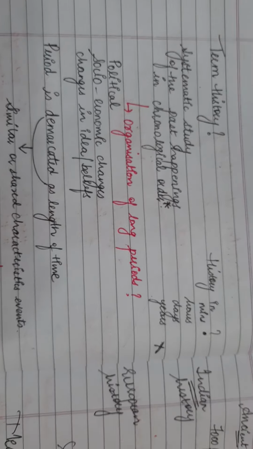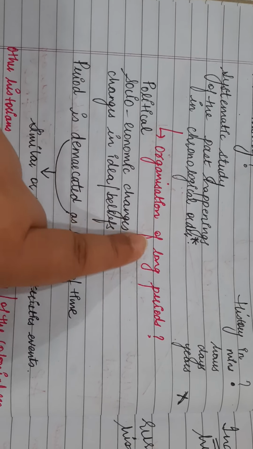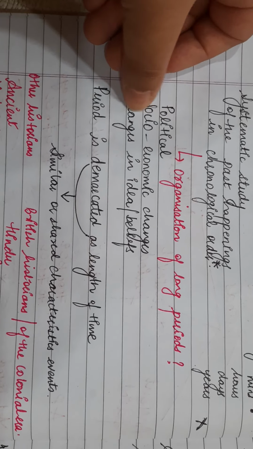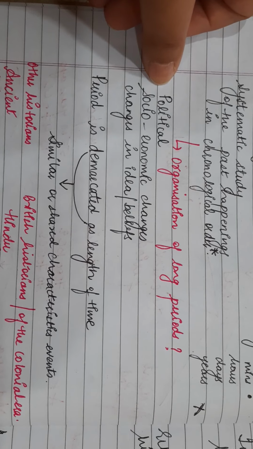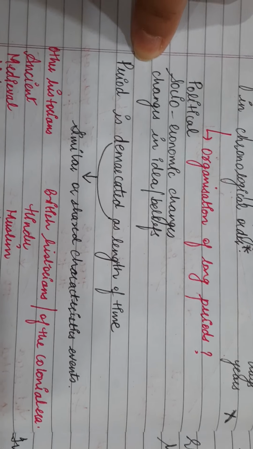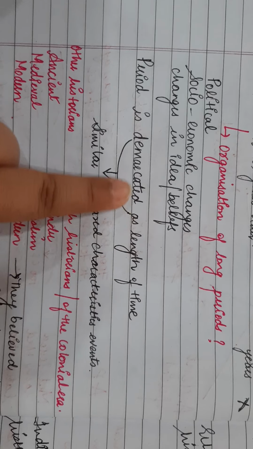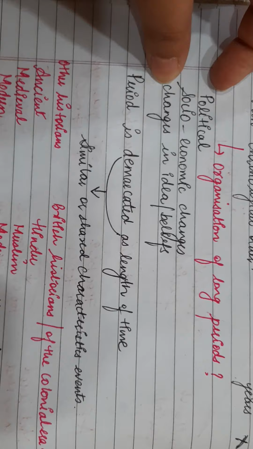Now the question arises, why is history in periods? Why not history in minutes, hours, days or years? Because this is not possible. Organization of long periods is to be done when we have to consider history. How are these periods created? That's the next question. Simply, we consider the political change, the socio-economic change, and the change in ideas and beliefs. So the period is demarcated by the length of time these changes had similar characteristics.